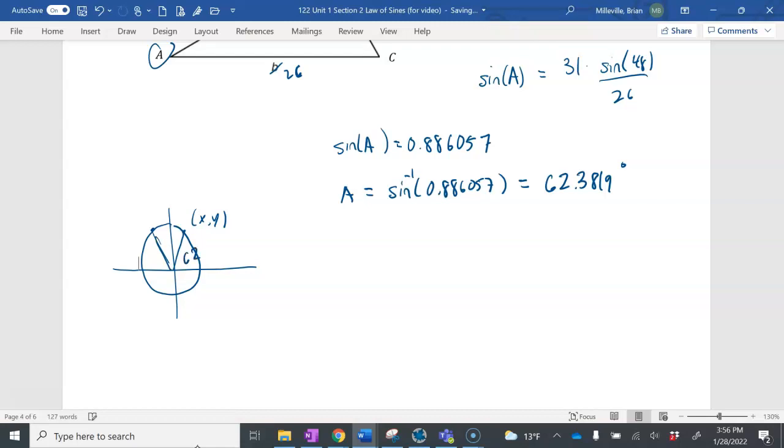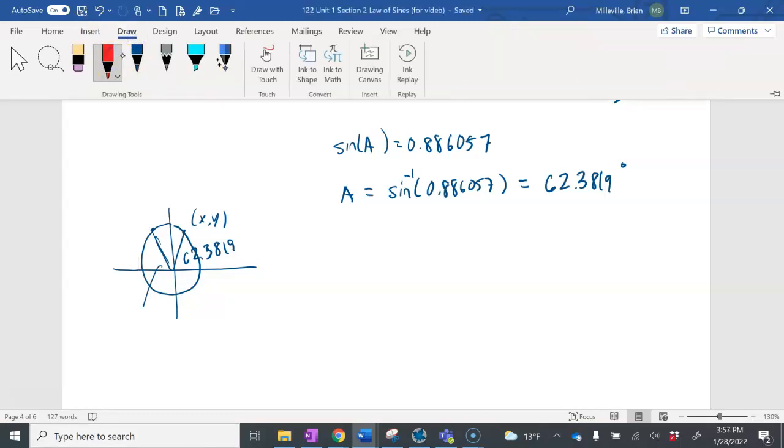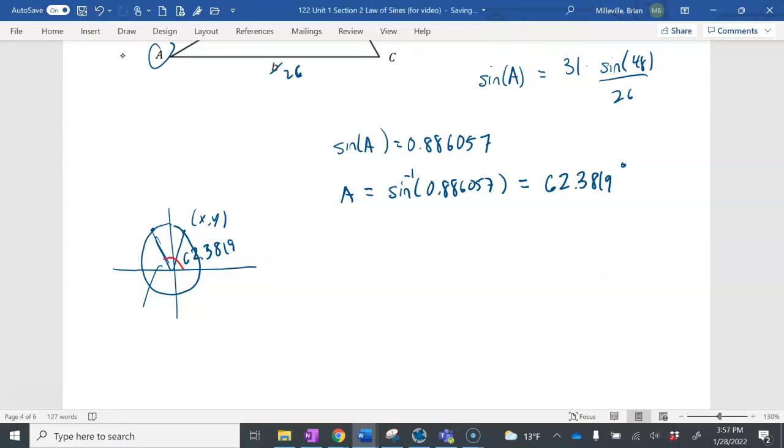Well, if this reference angle is 62, let's just say, I guess I'll write all of them down, then this angle right here also has to be 62.3819. If we subtract from 180, we will find the angle going from the positive x-axis over. That angle here in red will come out to 117.618. So the other possibility for the angle A is 117.6181 degrees.